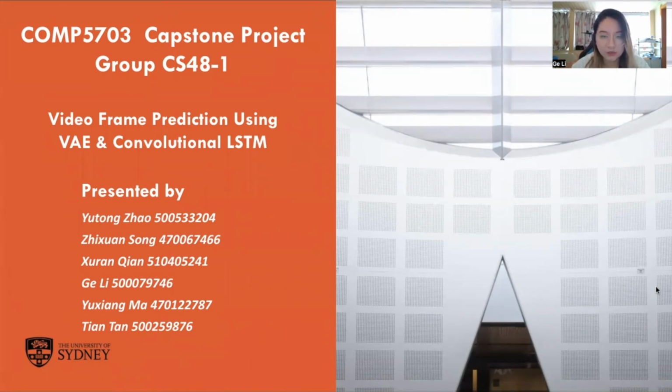Next, please allow me to briefly introduce the members of the whole team. Our team group leader is Ma Yuxiang, and I am Li Ge. The other four members are Qian Xuran, Zhao Yutong, Song Zhixuan, and Tan Tian.